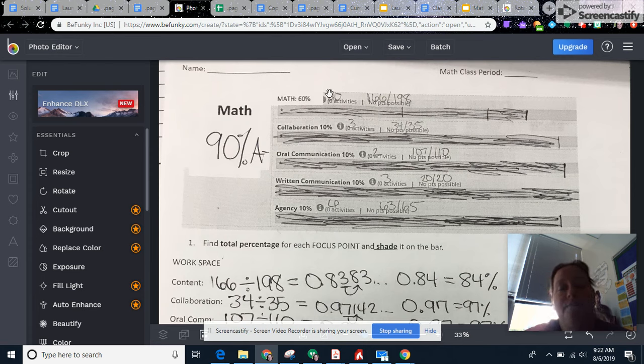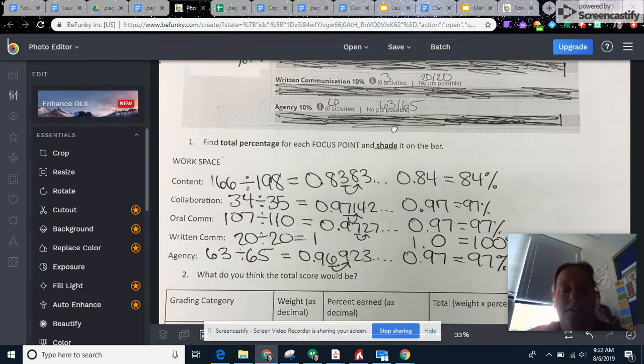So when you look at that, I added up this person's score, and they scored 166 total points out of the 198 total for that category. This one is going to be 60% of your grade, so you're going to see how much it's going to affect it as we start doing the math. And then you can go through and see the collaboration, oral communication, written and agency, and the different scores possible. Now, your first step is going to be to find the total percentage.